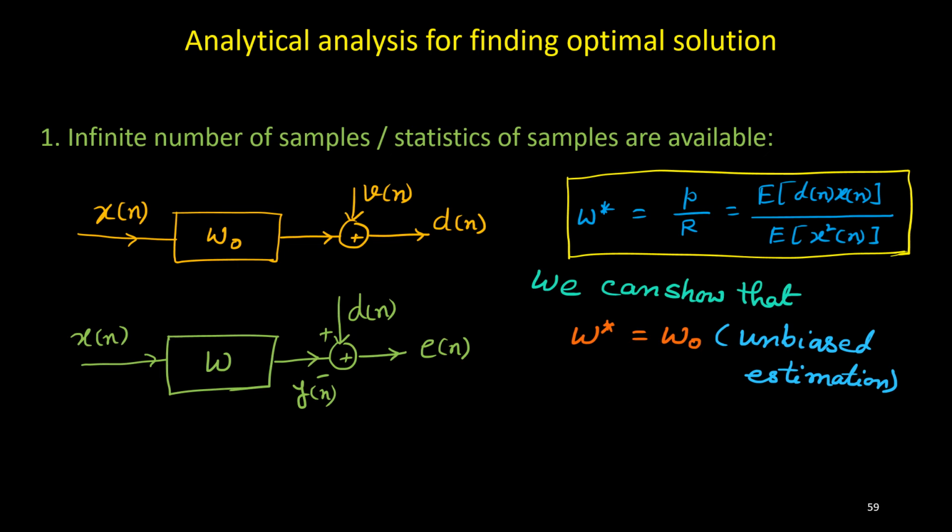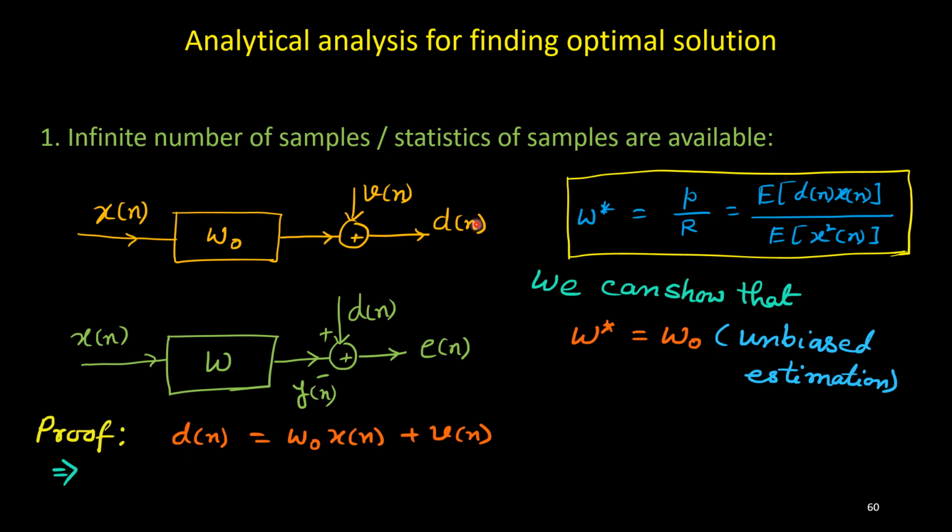There is no error, though there is one additive noise vn. Okay, so the random signal vn is added, yet we can estimate this w naught perfectly if all the statistics are available. And this is because whenever you use the expected value, as it is random, its effect is nullified. Okay, so if you take the average value of those things, its average value is 0, thus you will get w star equal to w naught. So that we can prove it. Its proof is very simple.